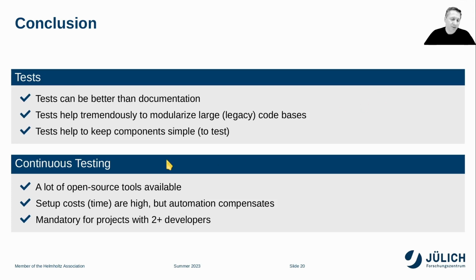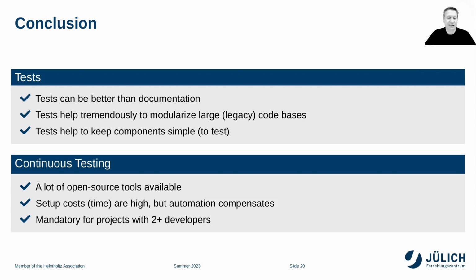Continuous testing, on the other hand, has really matured in the last years, because there are a lot of open source tools available that you can use. Unfortunately, the setup costs, so the time to set things up, are high, because obviously you have to write the tests and you have to implement that within your CI. But once you have done that, all the automation does its magic itself, and this compensates for the high initial costs.